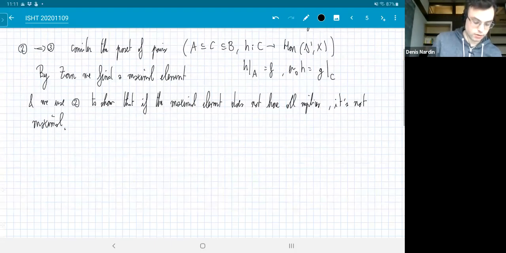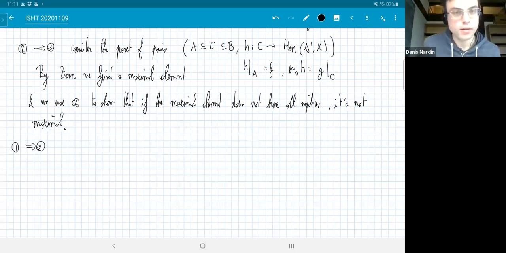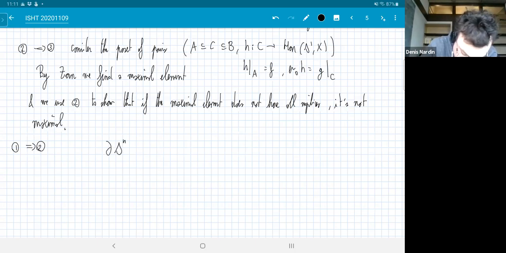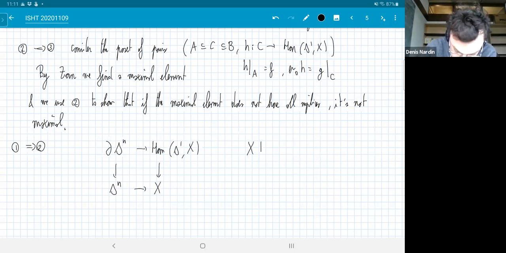And let me instead do 1 implies 2. And this closes the circle. Okay. 1 implies 2 is possibly even more technical, but okay. So concretely, what do we have? We have this guy. And X is a Kan complex. And we want to find a lift.